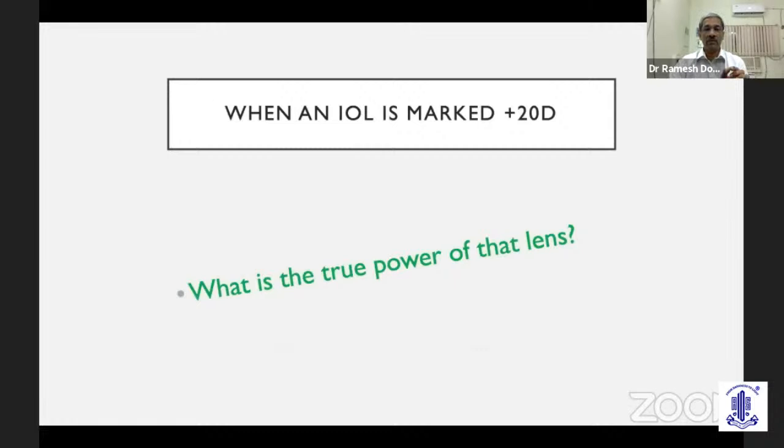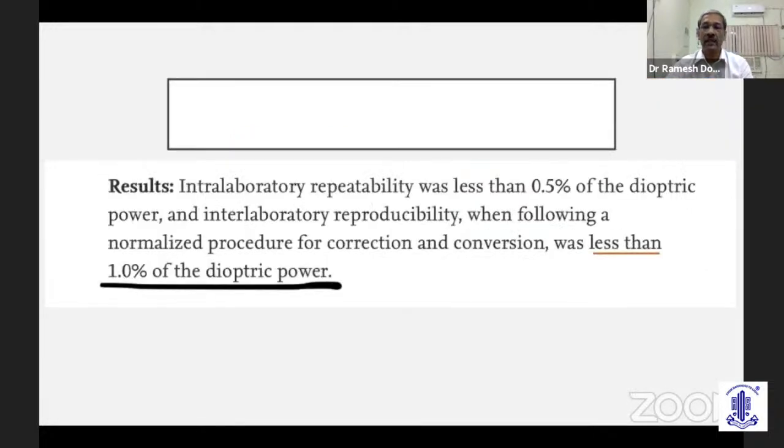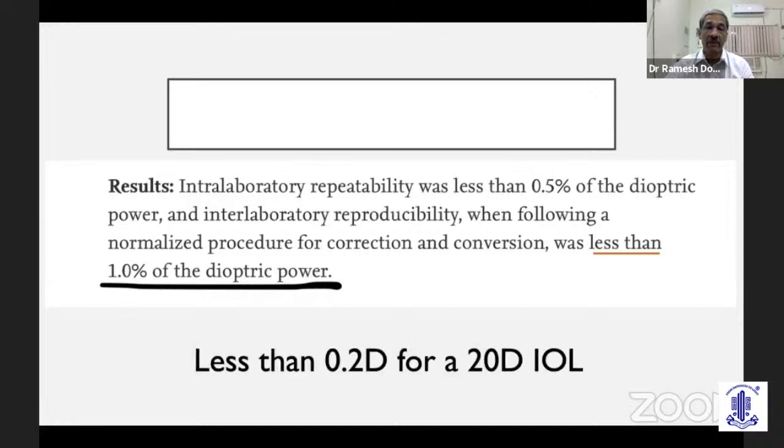So what is the true power of a lens when it is marked plus 20D? In 1996, Nopi et al. determined the power differences when a lot of lenses were measured in different labs. And they found that less than 1% of the dioptric power was the average difference between various labs. What this means is the same lens can be measured at different labs, and they can give an error which can be up to 0.2 diopter for a 20 diopter lens.